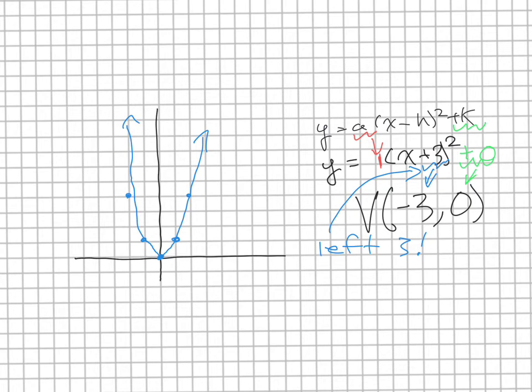Now, our new vertex, I'm going to draw in red because it really pops. Our new vertex is going to be 3 to the left. So I'm going to count 3 spots this way and move all the points over. So I'm going to go 1, 2, 3.